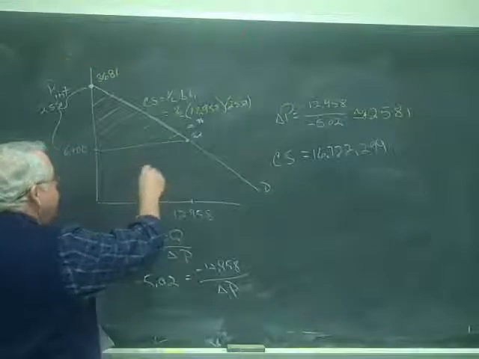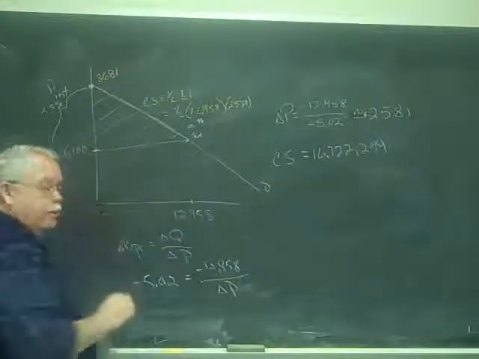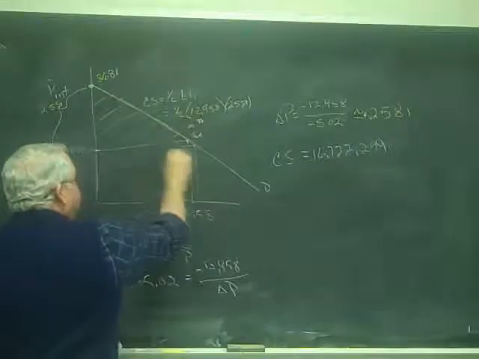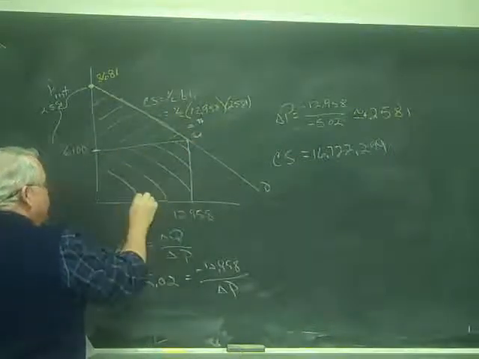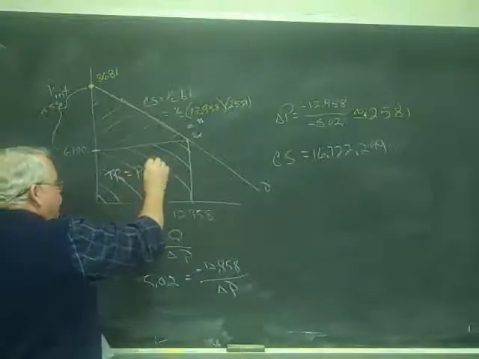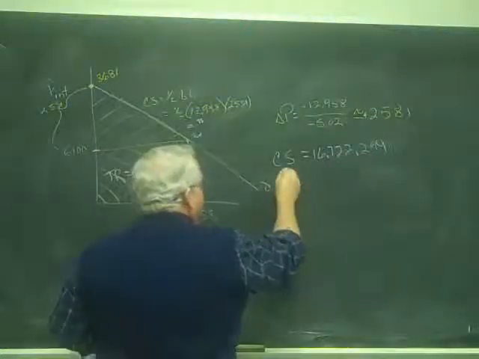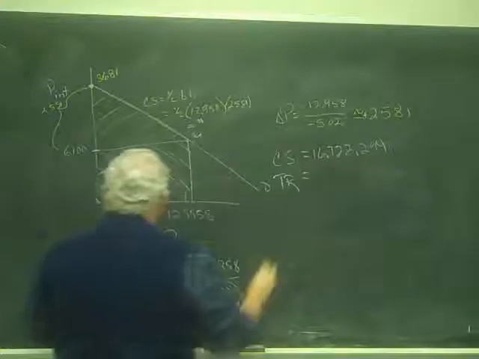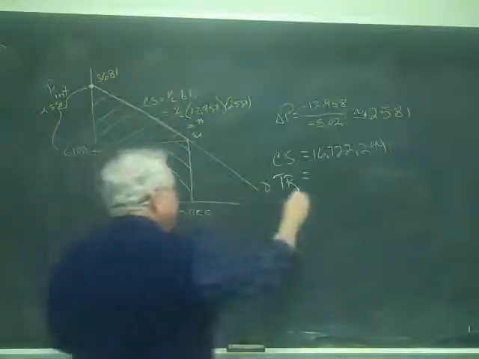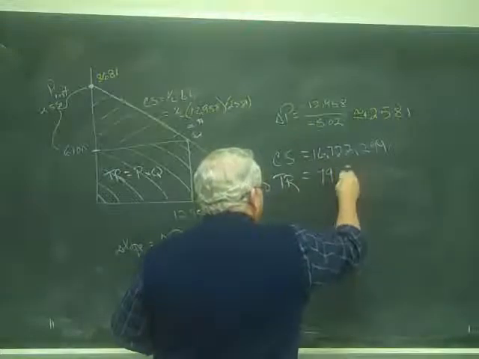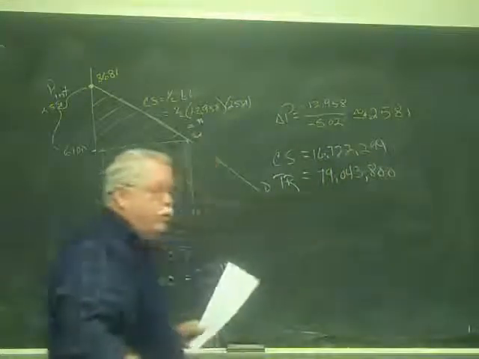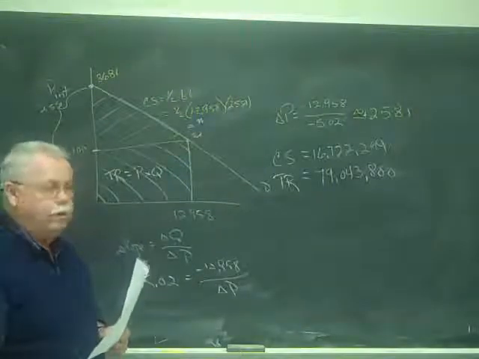What's their total revenue at 6,100? That would be the area of this rectangle I'm shading in here. Price times quantity. So total revenue will be a really big ugly number: $79,043,800 total revenue.